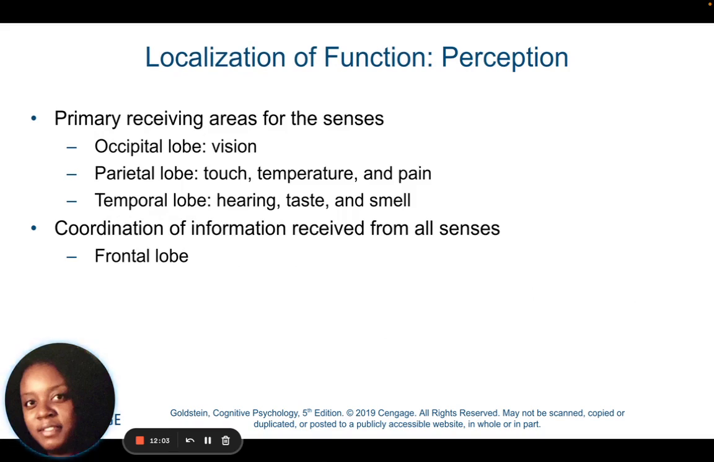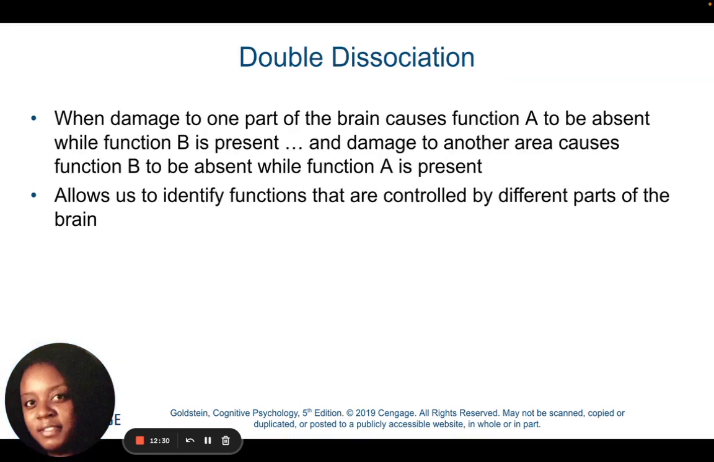If we continue to discuss localization of functioning, your occipital lobe is responsible for your visual cortex. The parietal lobe is responsible for your perception of touch, temperature, and pain, whereas the temporal lobe is responsible for hearing, taste, and smell. And the ability to coordinate all of your senses, all of your executive functioning, is the responsibility of the frontal lobe.